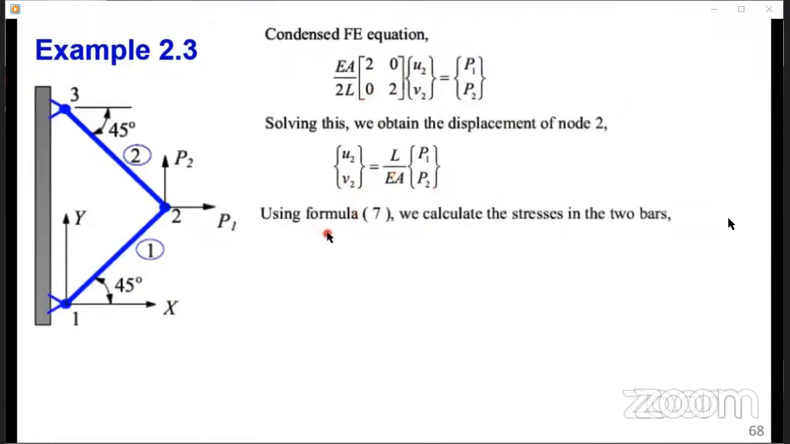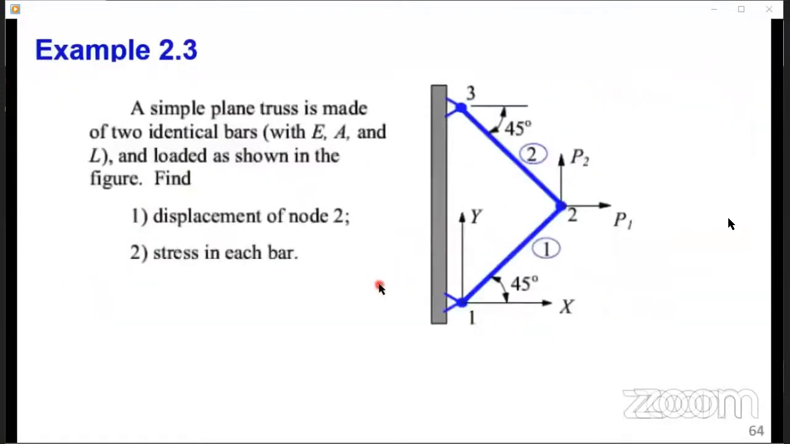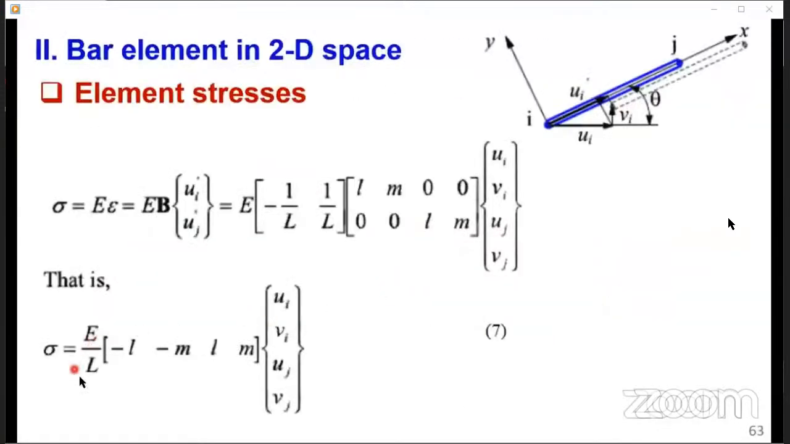Now you can use the equation that we derived, equation 7, for stresses using the strain distribution matrix. It was given as follows: sigma is equal to E over L. So what is that equation that we are employing? Did you forget this equation? No, this one. This is equation number 7, which you have in your notes, I believe.